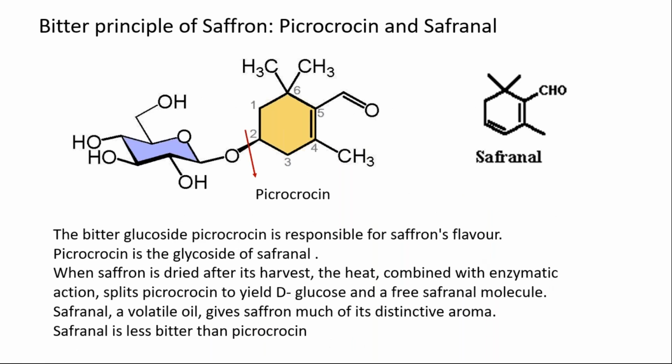So picrocrocin and safranal are the bitter principles of saffron, and this is the structure of picrocrocin, which is a bitter glucoside, which is responsible for the flavor. Picrocrocin is the glycoside of safranal, and when saffron is dried after its harvest, the heat combined with the enzymic action splits picrocrocin to give you glucose and the free safranal molecule. And safranal is a volatile oil which has a distinct aroma.